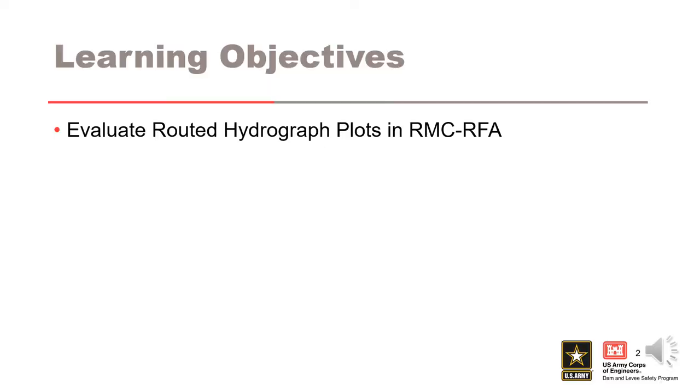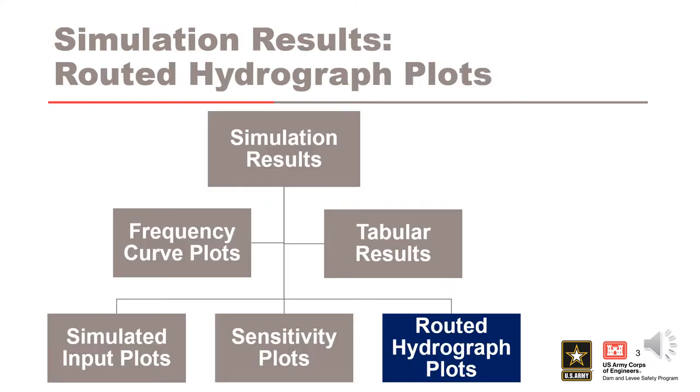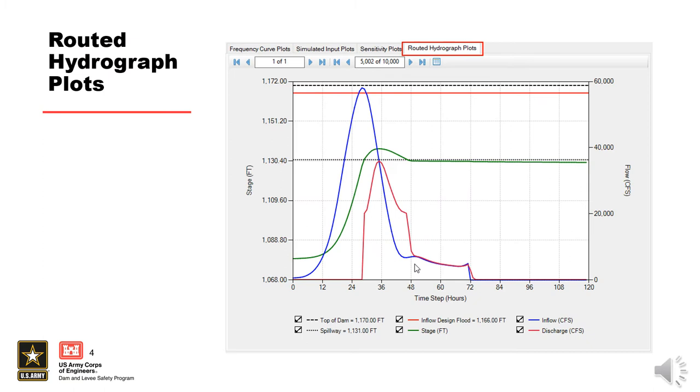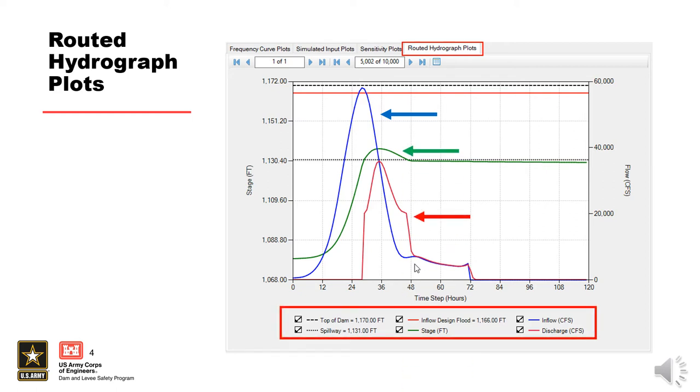In this video, we are going to discuss routed hydrograph plots in the Risk Management Center Reservoir Frequency Analysis, RMC-RFA software. The final simulation result we will discuss is routed hydrograph plots. Routed hydrograph plots display the reservoir routing results for each individual sampled event within each realization. The plot shows the inflow hydrograph, the discharge hydrograph, reservoir stage, and reservoir features.